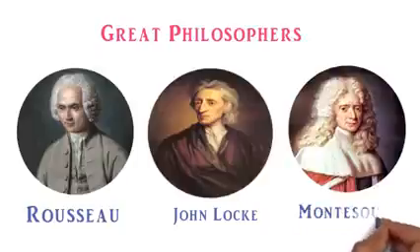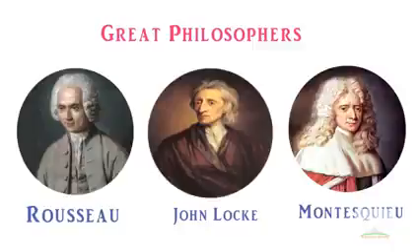Next is Montesquieu. He wrote the book known as The Spirit of the Laws, in which he said there must be a division of power between the legislature, judiciary, and executive. His model of government was implemented in the USA. When the USA got independence on 4th of July 1776, they implemented this model with a division of power between legislature, judiciary, and executive, and they also gave basic rights to their citizens.